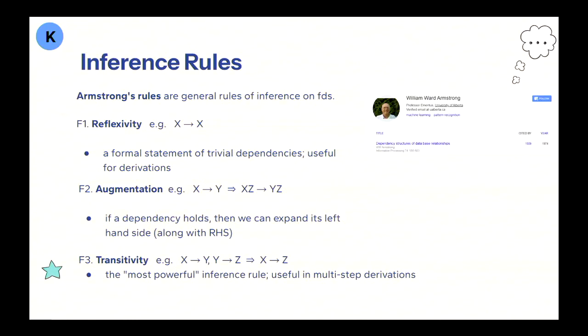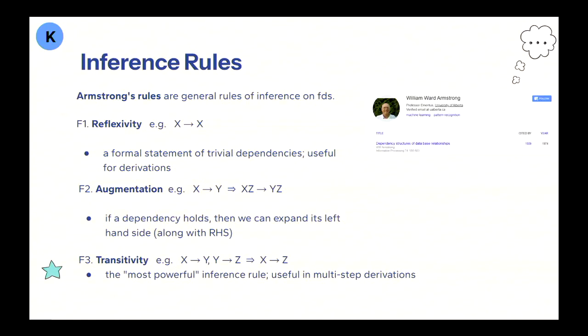And the second rule here is augmentation. So if X determines Y, we can add values on both sides, and this functional dependency still holds. We can add a set of attributes on both sides. And this is the second rule here.